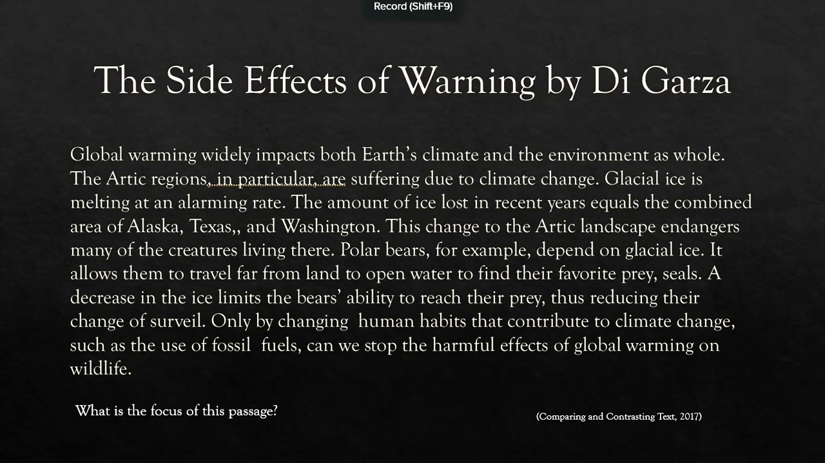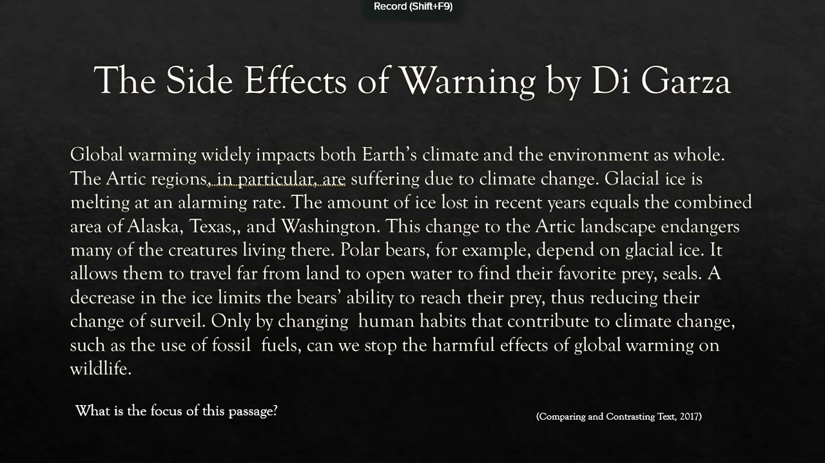Now let's read the second text and find out what it's focused on. The Side Effects of Warming by Di Garza. Global warming widely impacts both Earth's climate and the environment as a whole. The Arctic regions, in particular, are suffering due to climate change. Glacial ice is melting at an alarming rate. The amount of ice lost in recent years equals the combined area of Alaska, Texas, and Washington. This change to the Arctic landscape endangers many of the creatures living there.